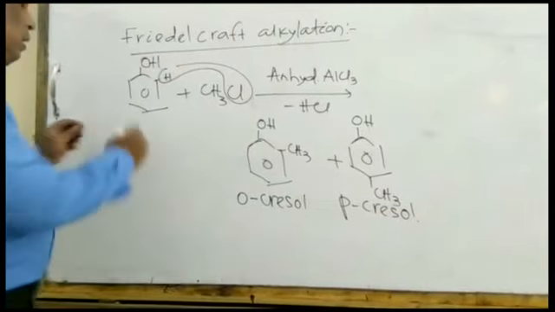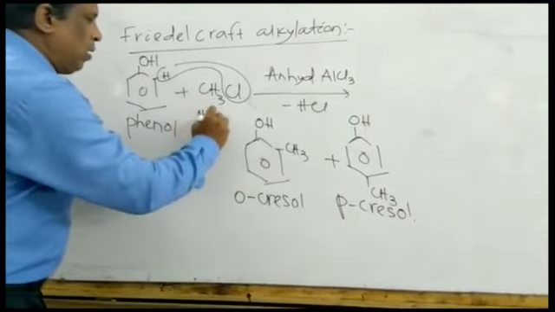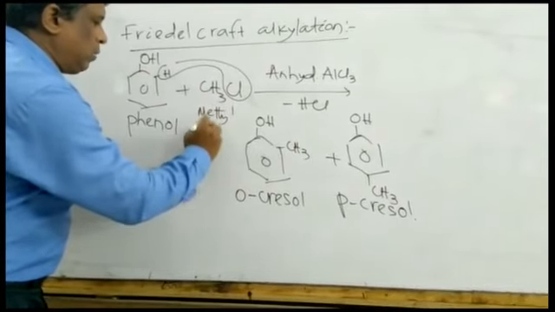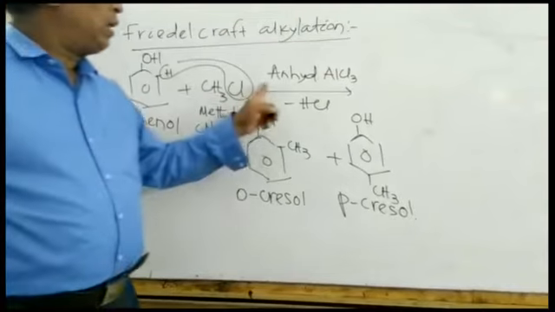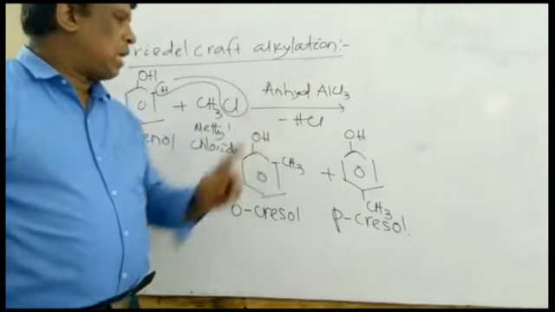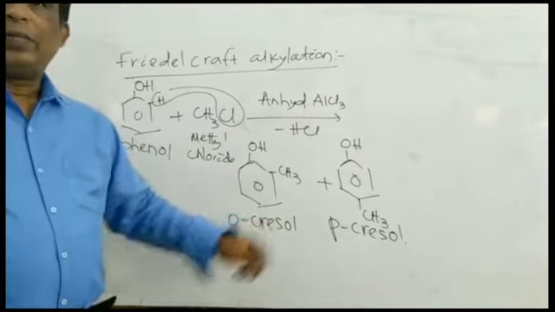I repeat that again. When phenol is treated with methyl chloride in presence of anhydrous aluminum chloride, a mixture of o-cresol and p-cresol is formed.